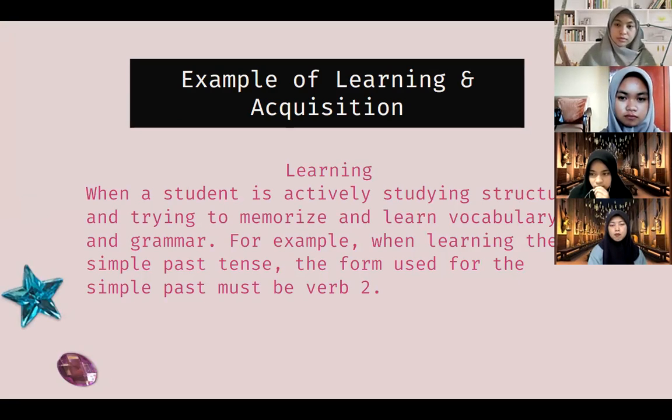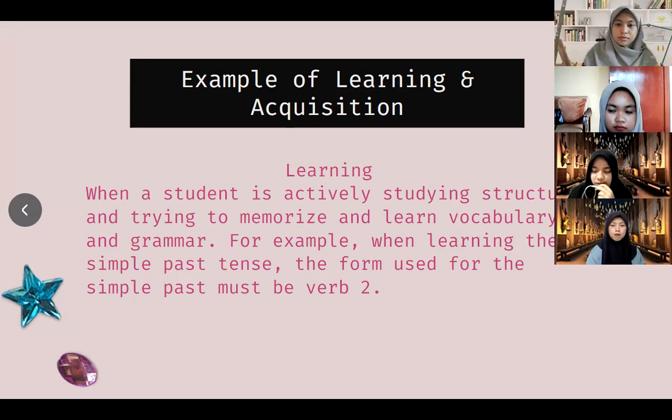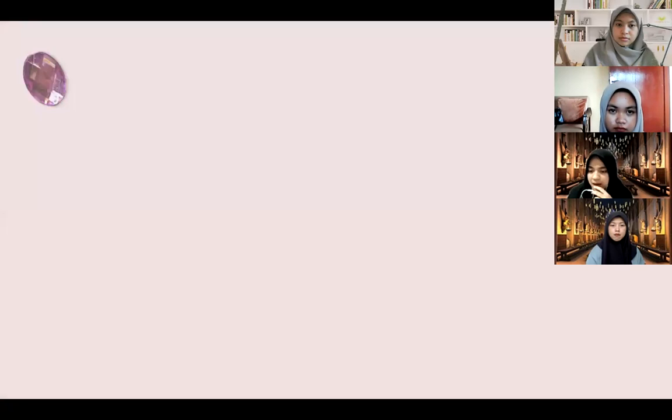Okay, the next is an example of learning. When a student is actively studying structure and trying to memorize and learn vocabulary and grammar. For example, when a student is learning the simple past tense, the form used for the simple past tense must be verb two. Okay, that's all for me. Thank you. Okay, thank you, Urfi, for the explanation. So next material will be explained by me.